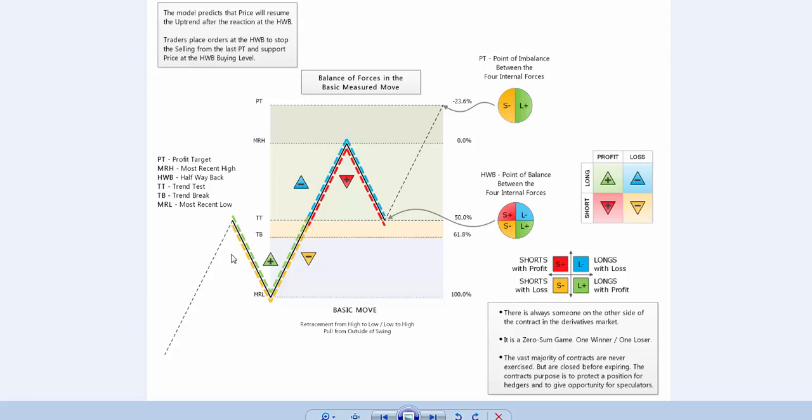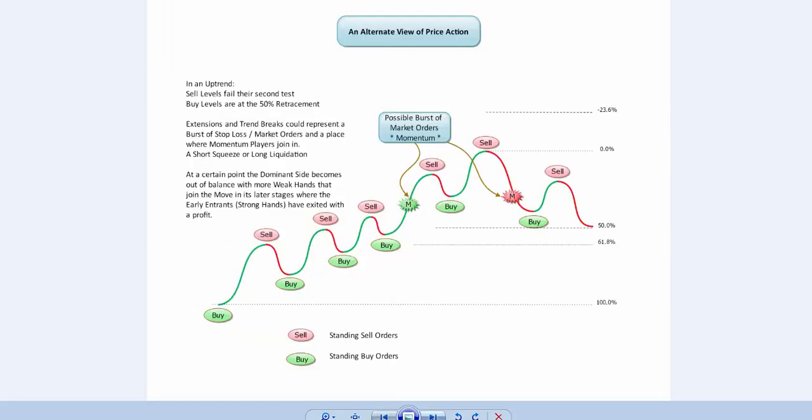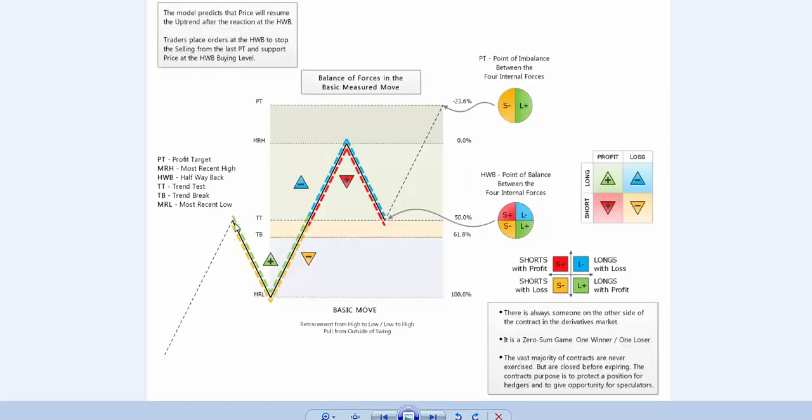It's also important here to understand, of course, we have the profit target up here. We have the most recent high. We have the most recent low. We have the trend test and then the trend break. But it's also important here, and this is just another way of looking at the same thing that we had just looked at, to look at where and what creates these pullbacks.